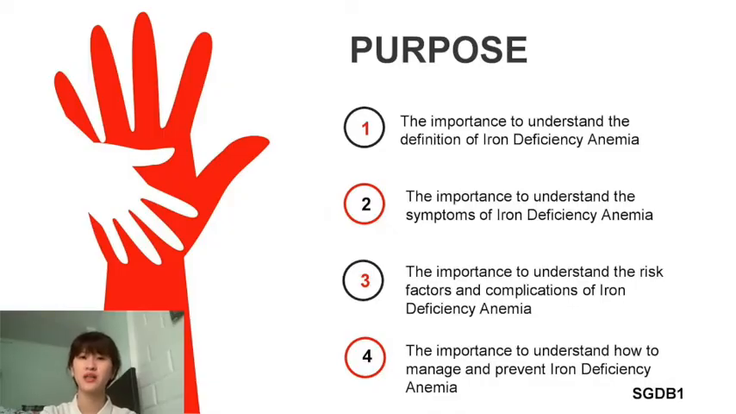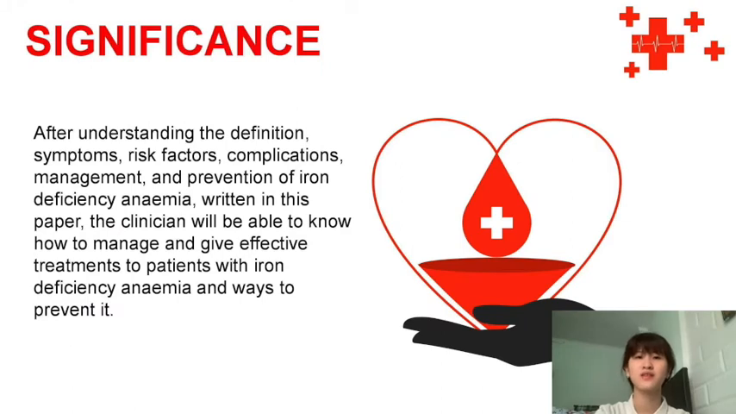The purposes are the importance to understand the definition, the symptoms, the risk factors and complications of iron deficiency anemia, and how to manage and prevent it. The significance is, after understanding the definition, symptoms, risk factors, complications, management, and prevention of iron deficiency anemia written in this paper, the clinician will be able to know how to manage and give effective treatments to patients with iron deficiency anemia and ways to prevent it.